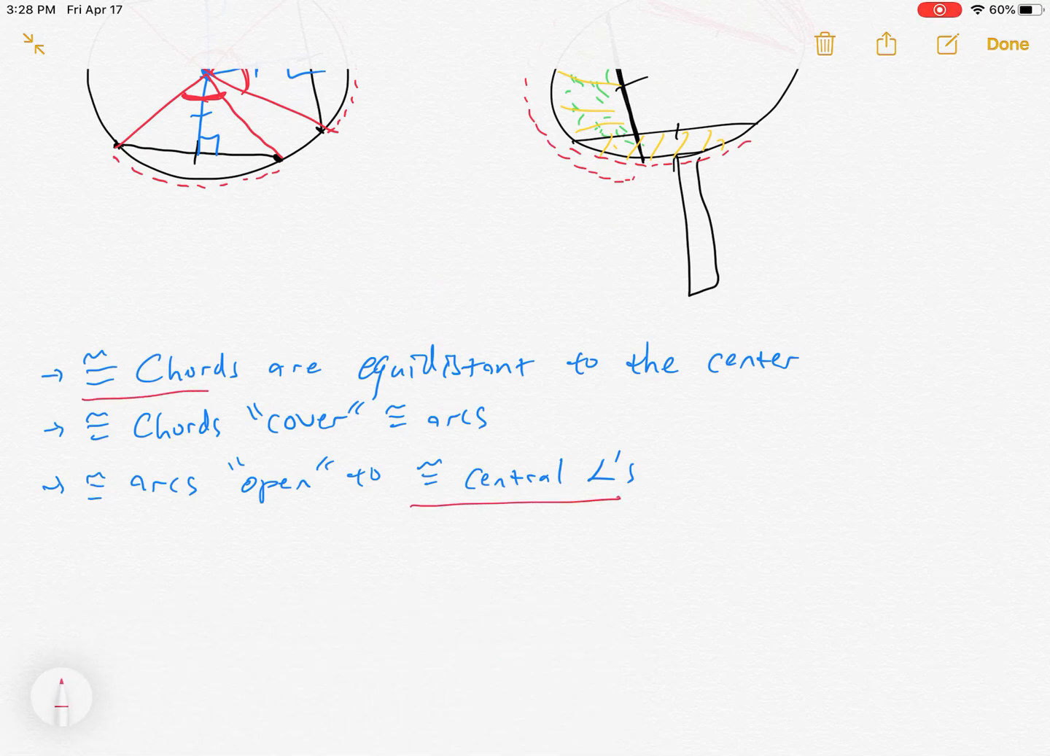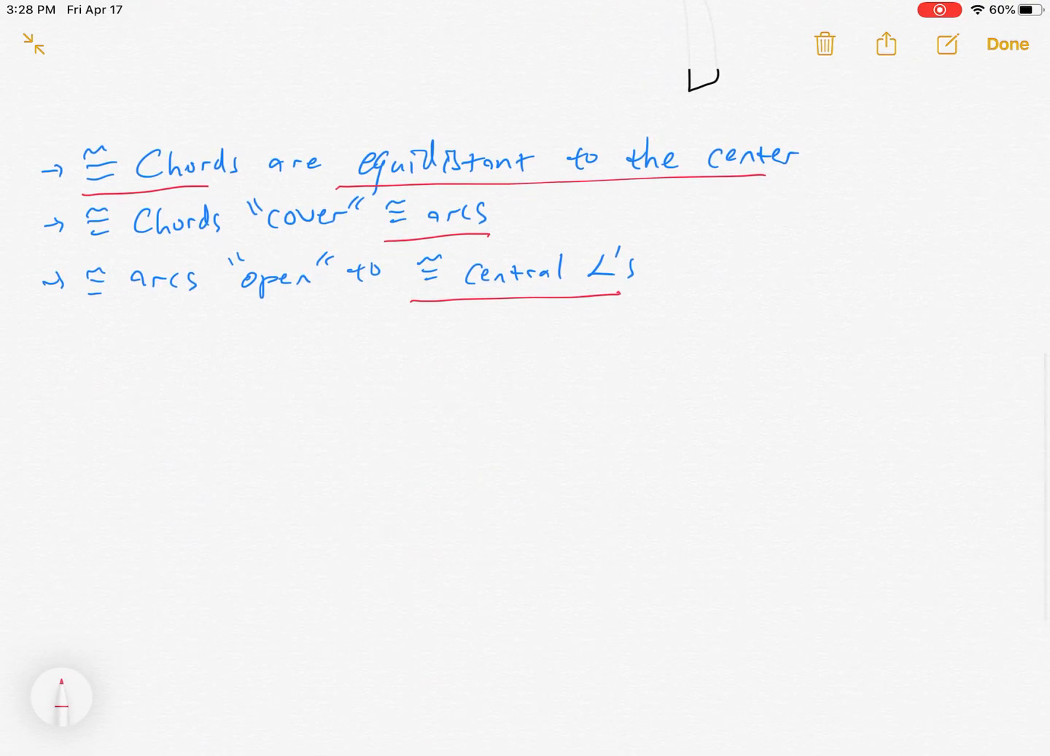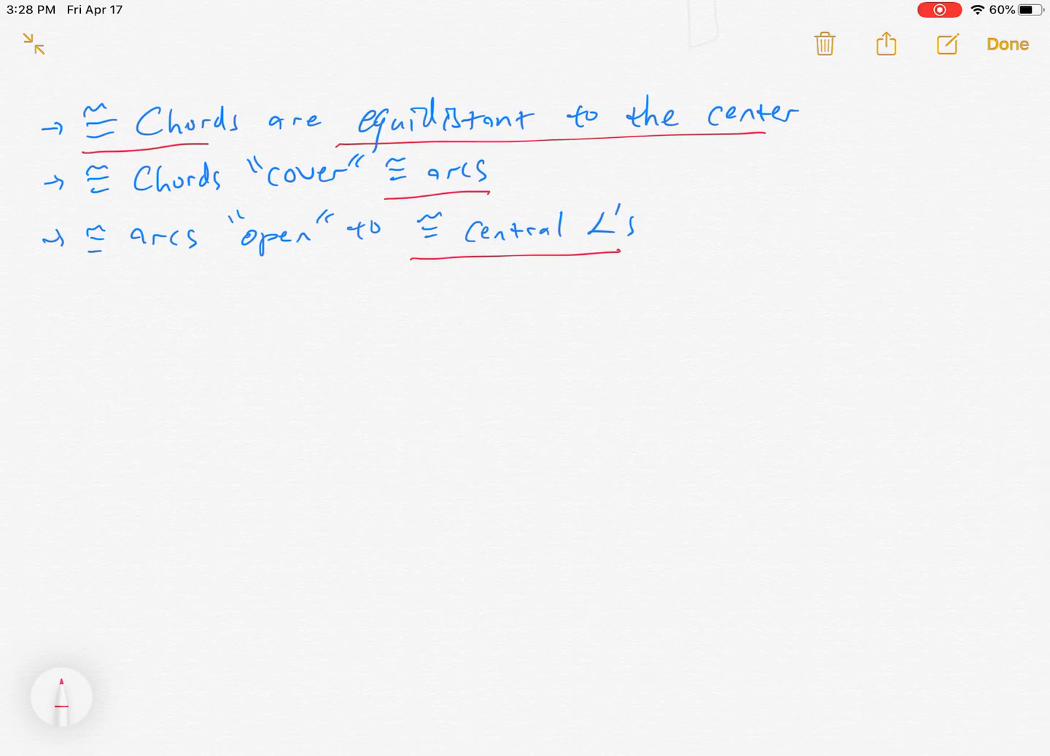So here is the way we could cover these ideas. You see things like congruent central angles, congruent chords, equidistant to the center, and congruent arcs is on there twice. Let's get rid of that, okay. So four underlined things. Those are the four ideas, and they all fit together.